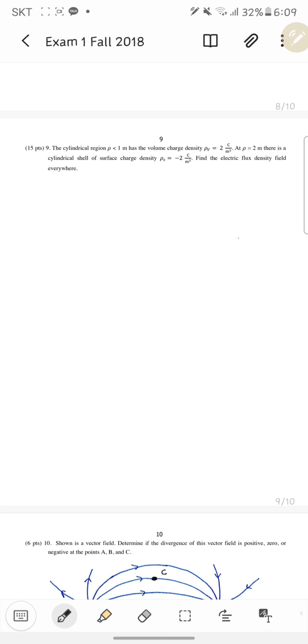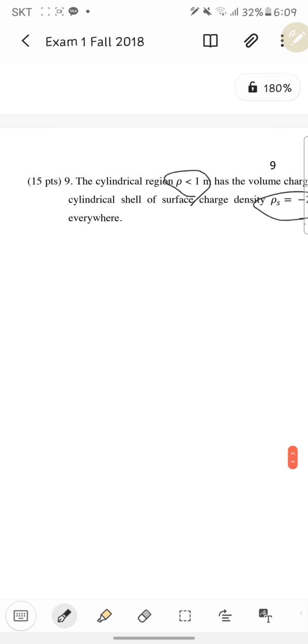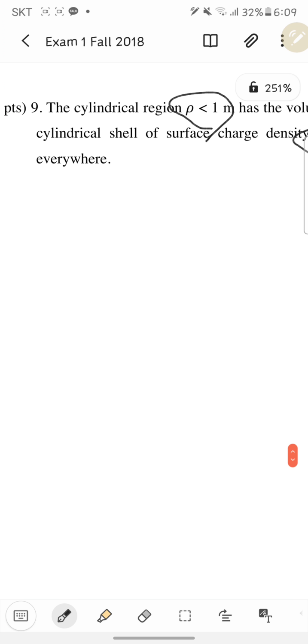So we're gonna try and solve this question, number 9 from fall 2018. It asks us to find the electric flux density field everywhere when we have volume charge density when rho is less than 1, and surface charge density when rho equals 2. So to visualize this question, to have better understanding, we can always draw.